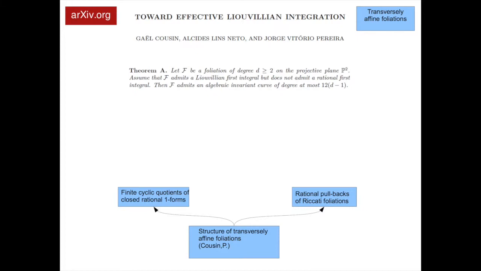Okay, so let me go back. What I prove in this result with Cousin is that if your foliation admits a Liouvillean first integral, it can be of two flavors. Either it's a rational pullback of a Riccati foliation, or it's a finite cyclic quotient of a foliation defined by closed one forms. In the case to the right, it will be a pullback.